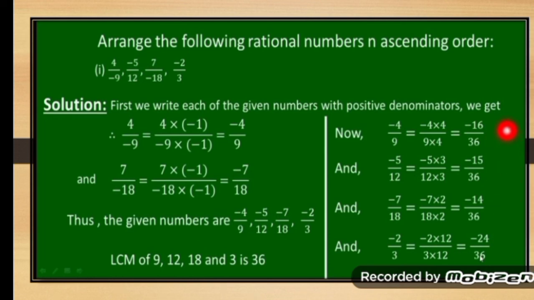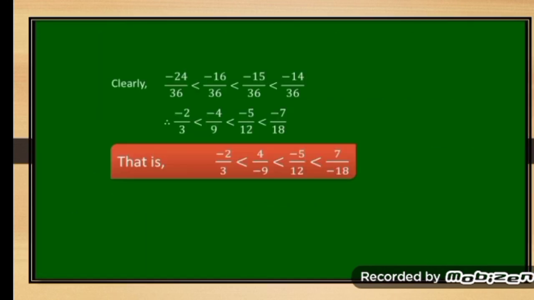Now we will check all these numerators, because we have to arrange these rational numbers in ascending order. So by checking these numerators, we will arrange these rational numbers in ascending order. As minus 24 by 36 is less than minus 16 by 36, and it is less than minus 15 by 36, and minus 15 is less than minus 14 by 36.